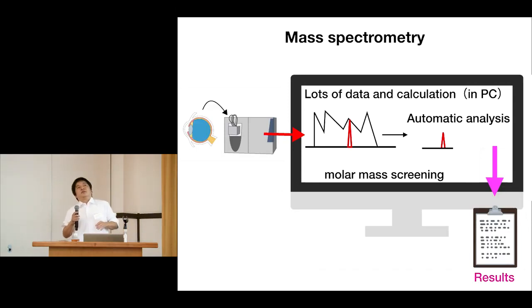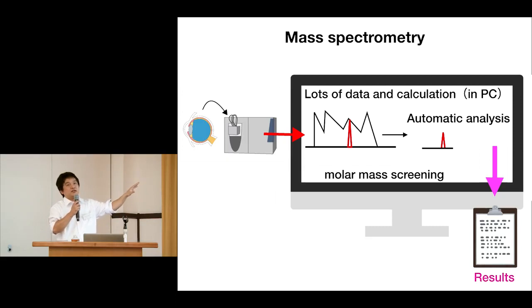To identify the abnormal D amino acid, in my case D aspartate, we developed a method using mass spectrometry. This is a brief introduction to the mass spectrometry. We are using the tissue for this instrument.